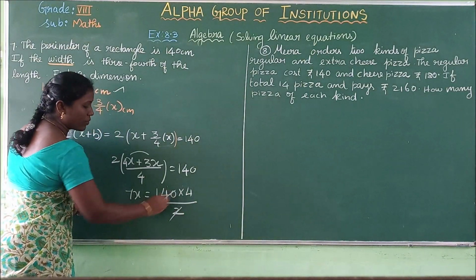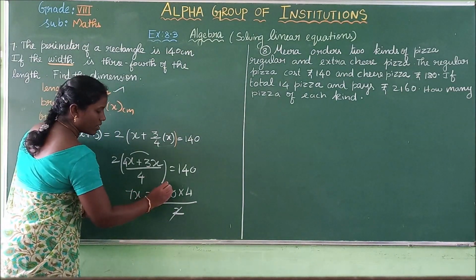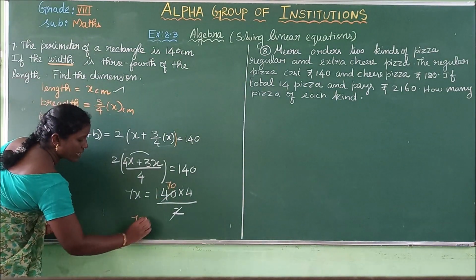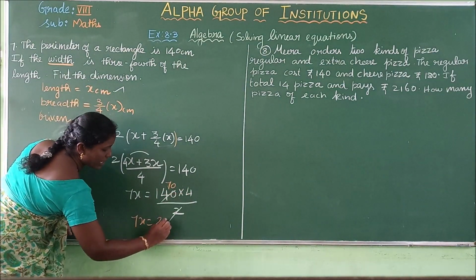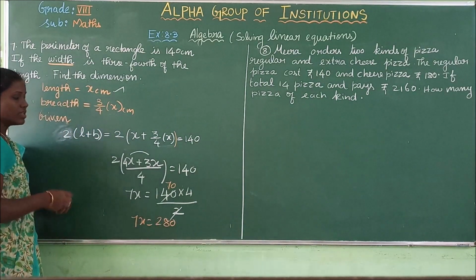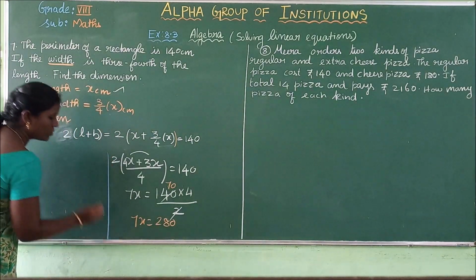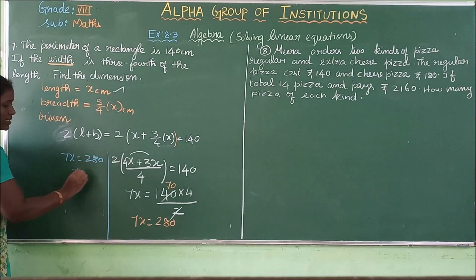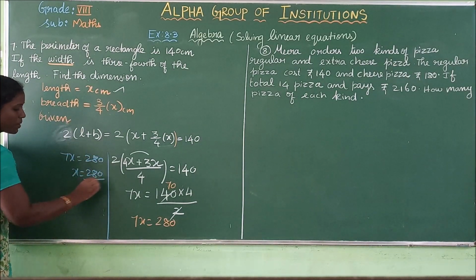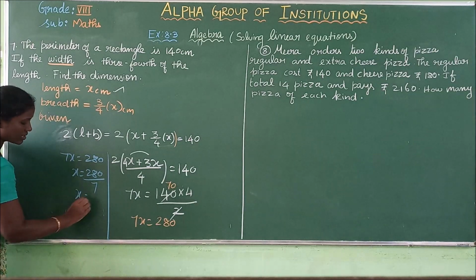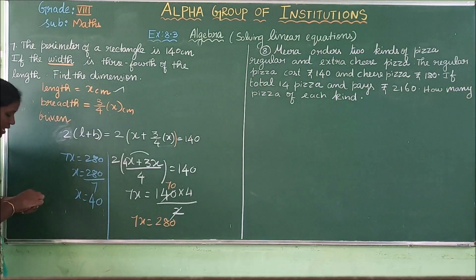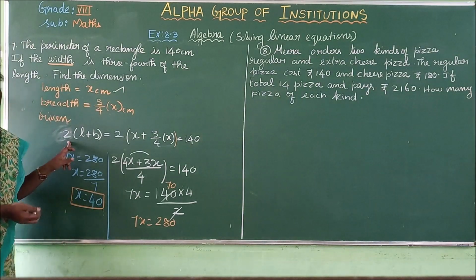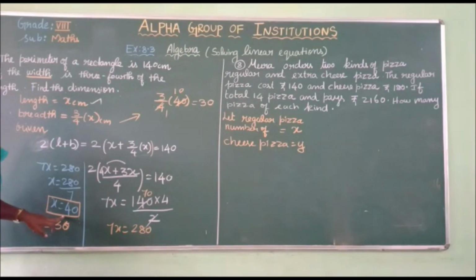If I simplify 2 by 140, we will get 7 to 14, so 70. So we got 7x is equal to 7 4s are 28, 280. Now 7x is equal to 280, so x is equal to 280 by 7. If you simplify this, 7 4s are 28, so we got x is equal to 40. By using this, we now got the value of x is 40.